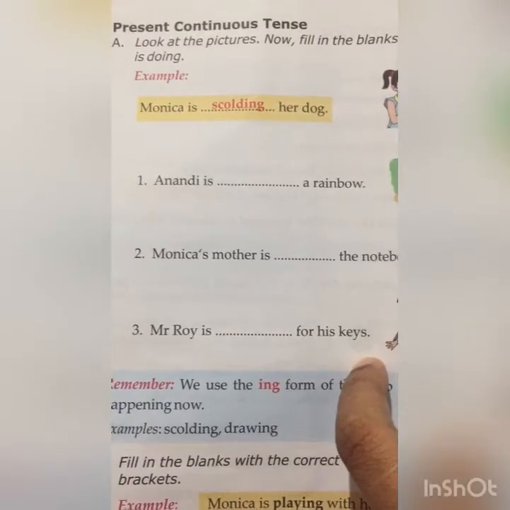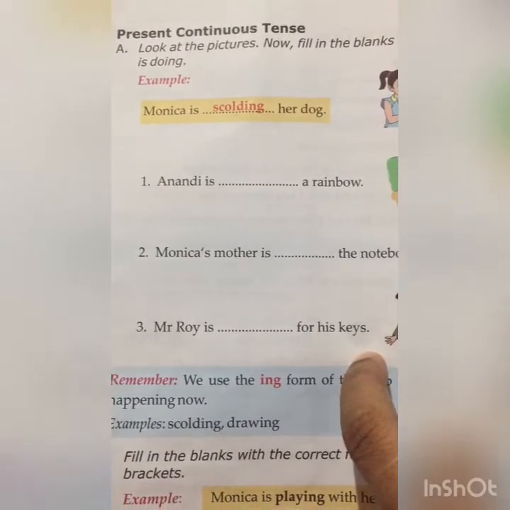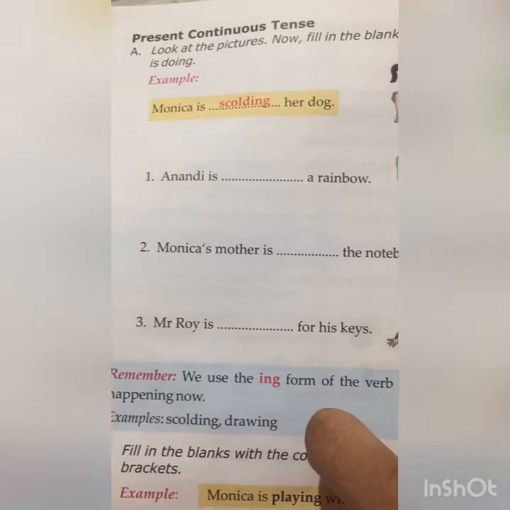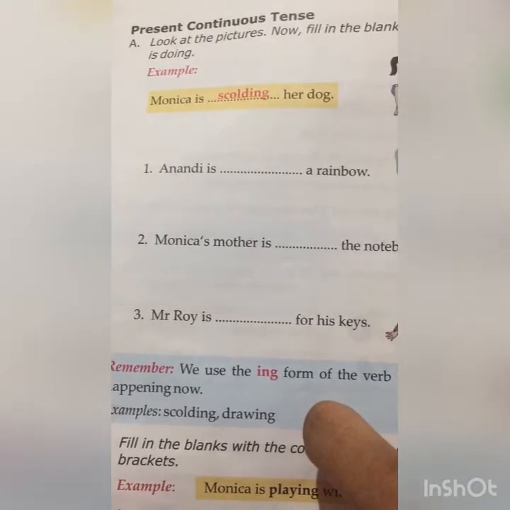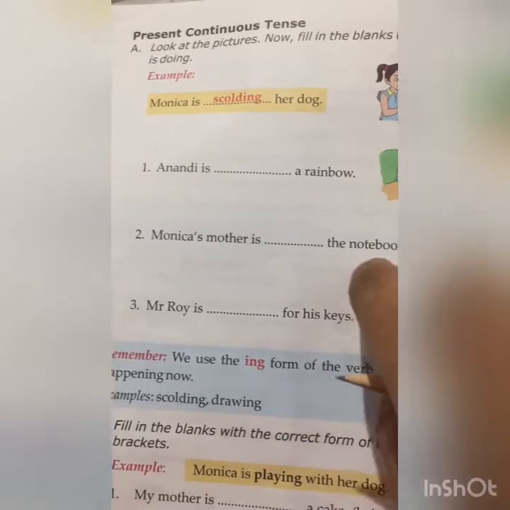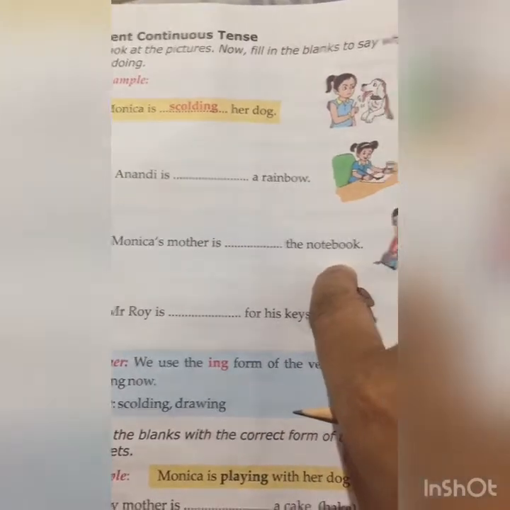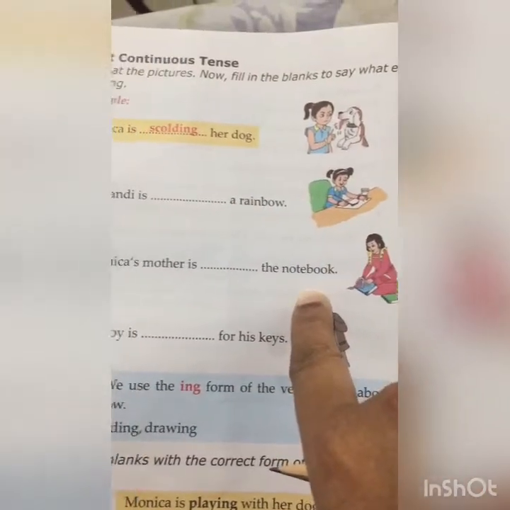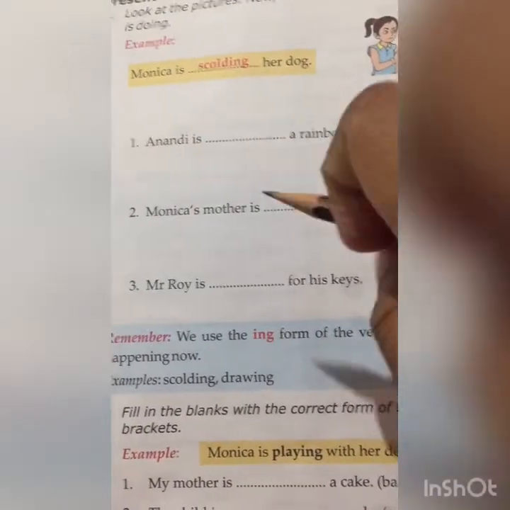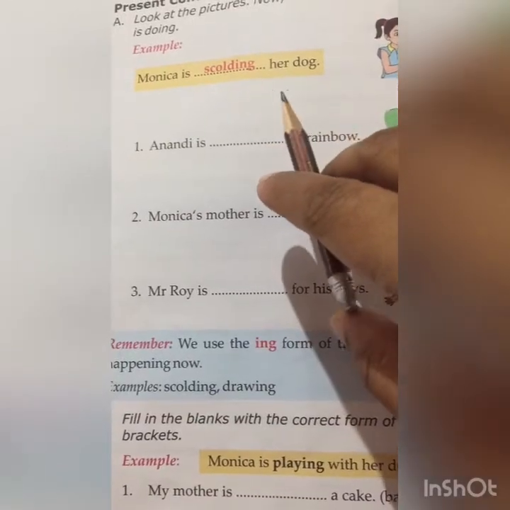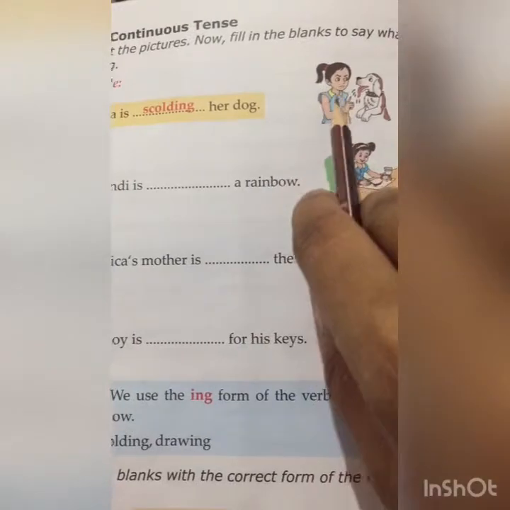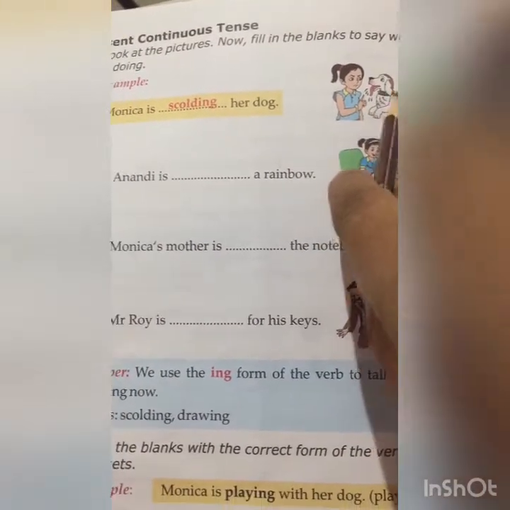We are going to learn about present continuous tense. We have already learned about verbs, simple present tense and pronouns. Now we are going to learn present continuous tense. Look at the pictures. Now fill in the blanks to say what each one is doing. For example, Monica is scolding her dog. Monica is scolding her dog.